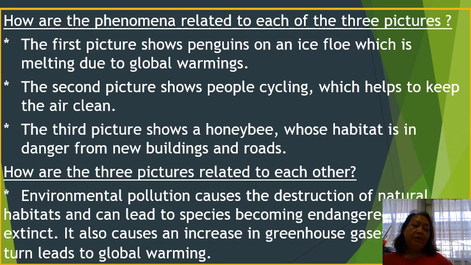How are the three pictures related to each other? Here, environmental pollution causes the destruction of natural habitats and can lead to species becoming endangered or extinct. Sad, right? It also causes an increase in greenhouse gases, which in turn leads to global warming.